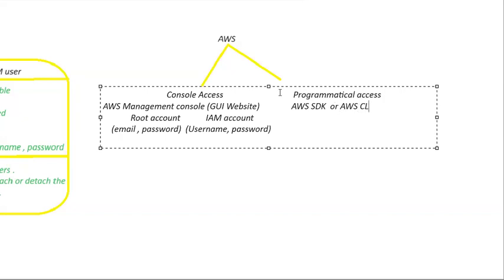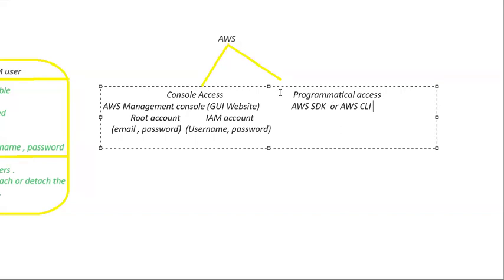AWS CLI. What do you mean by this AWS CLI, sir? Same as on a Windows machine where you have a command prompt, AWS provides you a command line interface where you can access all the AWS services by simply writing commands. By simply writing commands, you can perform multiple tasks, for example launching an EC2 instance.